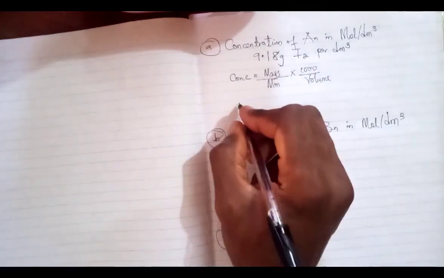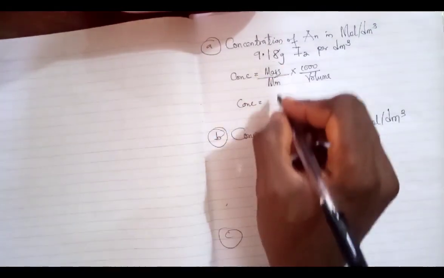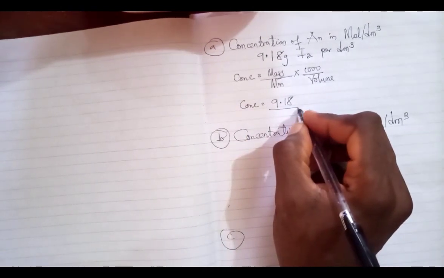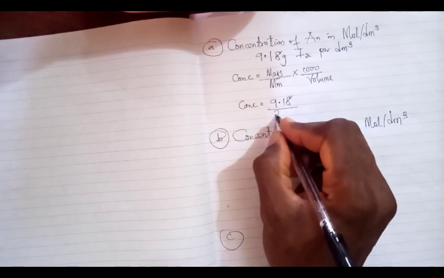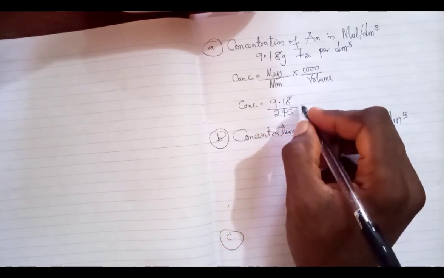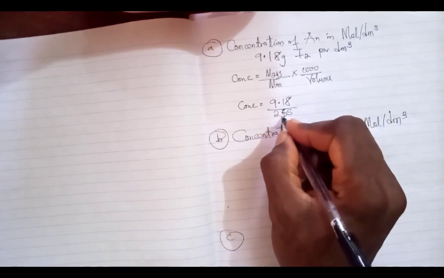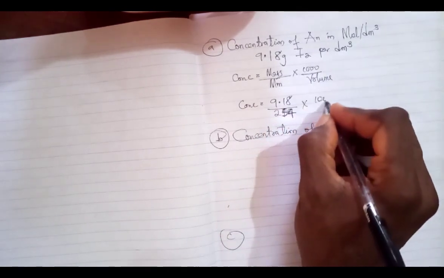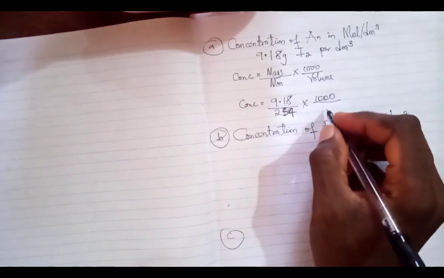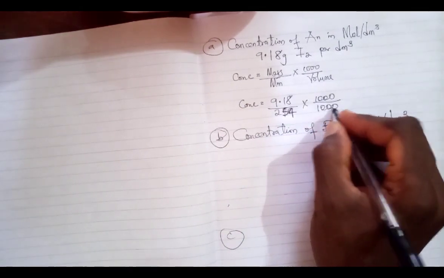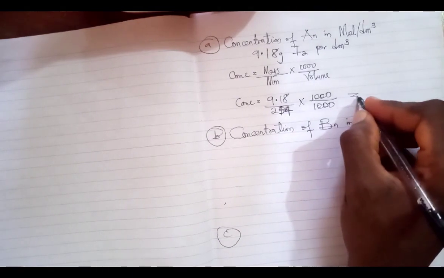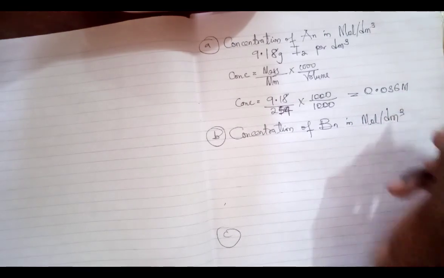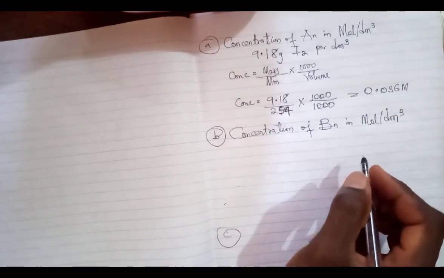Okay, and the mass is 9.18, the molar mass of iodine is 254, times 1000 over the volume per dm cube. Dm cube means 1000 cm cube equivalent. Okay, when you do this, your answer becomes 0.036 mole of iodine.